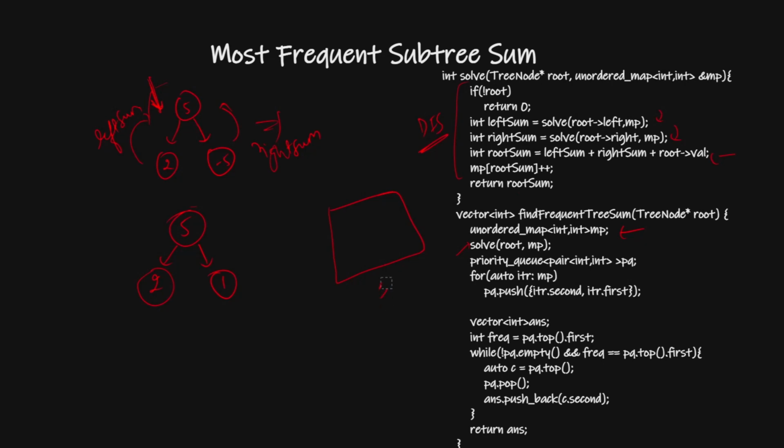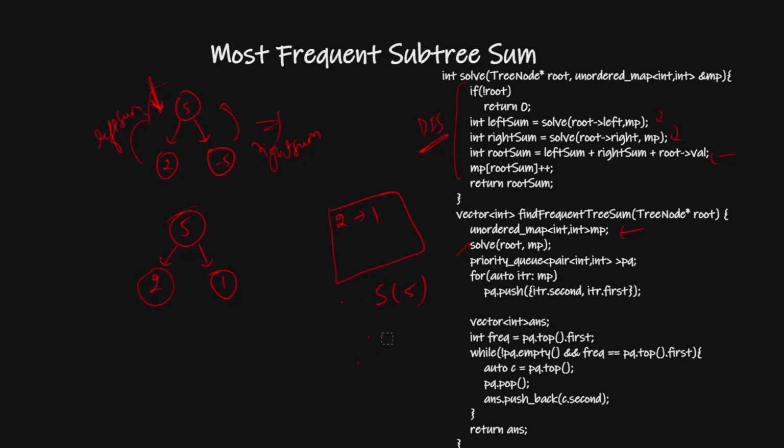If I do a dry run, you can see here. First of all, I am sending this 5 to the solve function. This 5 calls its left, so it goes to 2, and this will call its left, which returns 0, and its right also returns 0. So left and right are returning 0. What will be the root value? The current root value is 2. So I will return 2, and before returning 2, I am marking this 2 with frequency 1. Its frequency is 1 right now. Now this 2 is done.